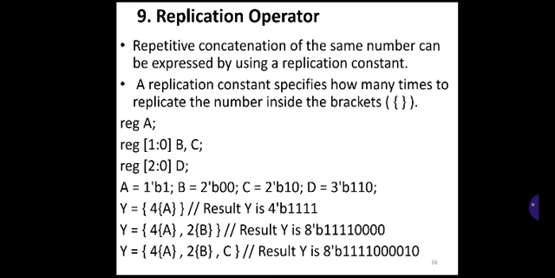Next one is the replication operator. The replication operator is also similar to the concatenation operator. Here, repetitive concatenation of the same number can be expressed by using a replication constant. A replication constant specifies how many times to replicate the number inside the brackets.